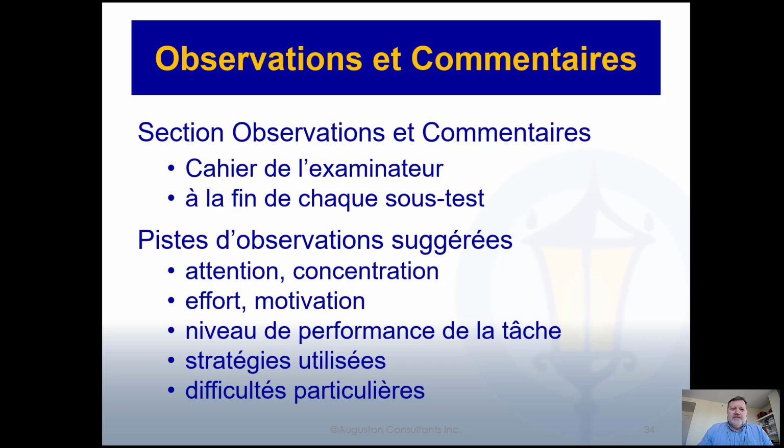Make sure that you have as many observations and comments as you can in the examiner booklet. This will allow you to have the elements you need for interpretation. For example, you can comment on attention, concentration, on effort, motivation, on the type of difficulties you notice, on the type of strategies that are used by the students. All this will allow you to make sense of the score that you're getting.